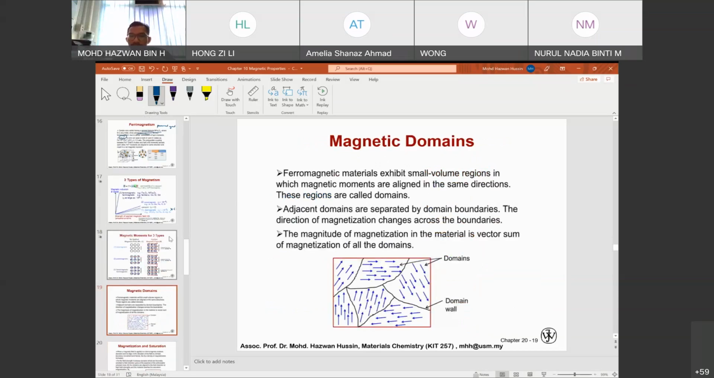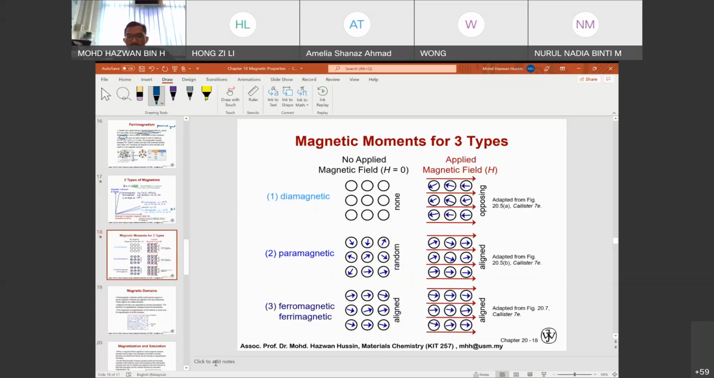All right. So I just want to check if there is any question from you guys regarding the different types of magnetism that we have looked at so far before we move on.